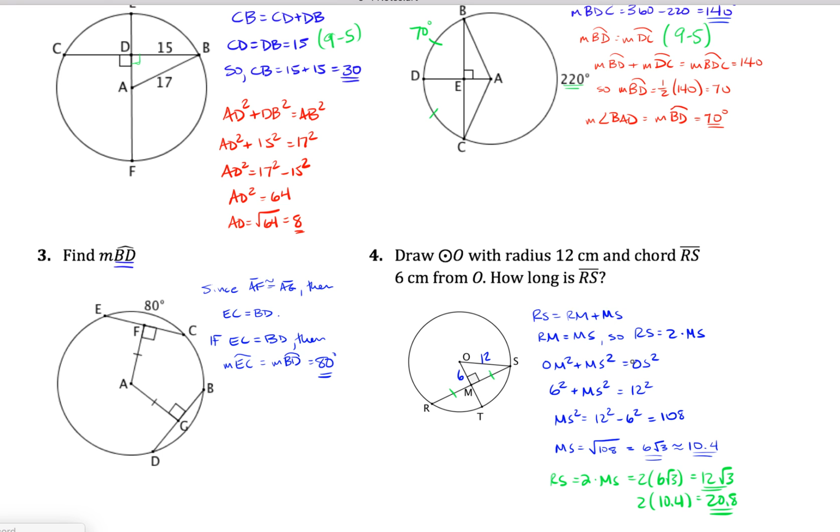So there you have it. That's section 4, 3 important theorems about arcs and chords.